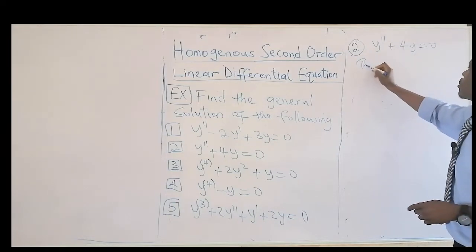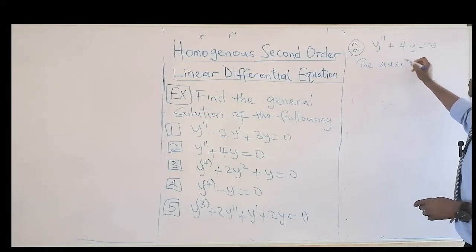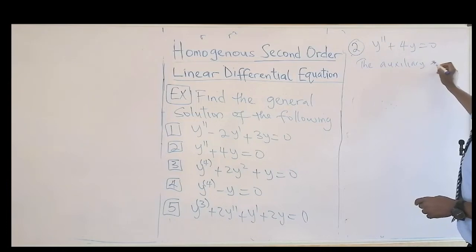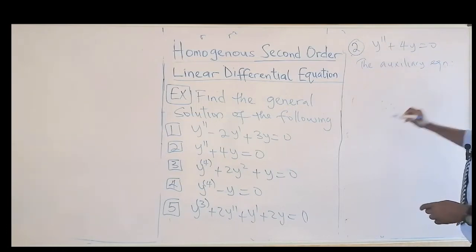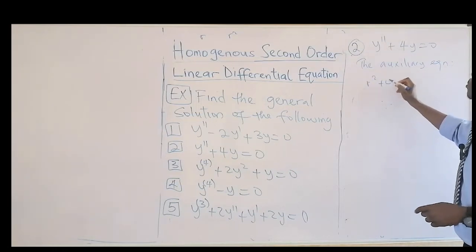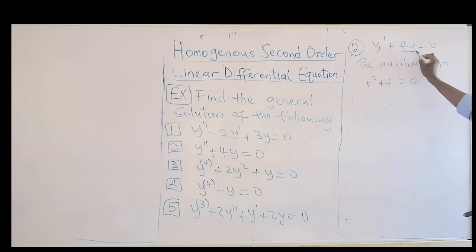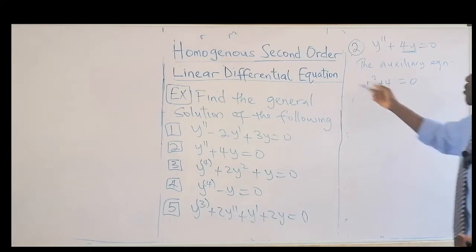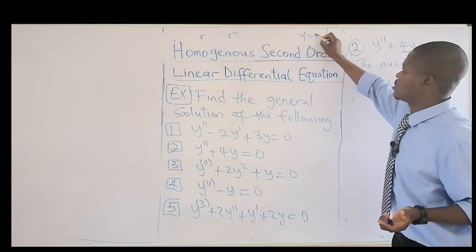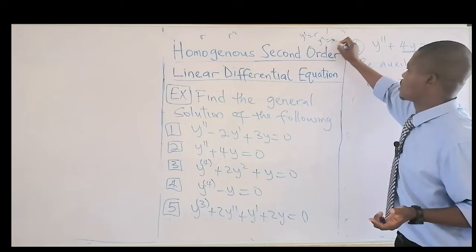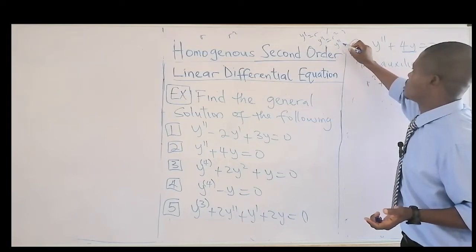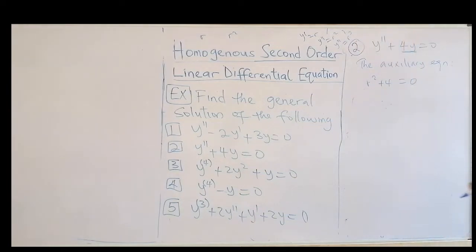The auxiliary equation for this question is r squared plus 4 equals 0. This one has no differential, just constants, which is why the constant is attached to your y. And don't forget, the first differential is r, the second differential is r squared, the third differential is r cubed, and so on.